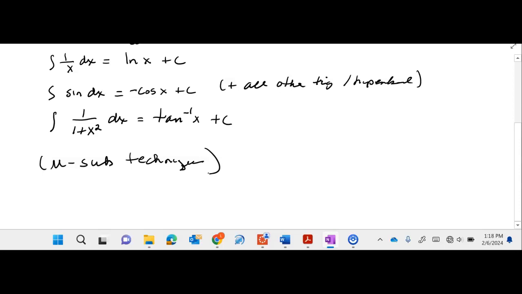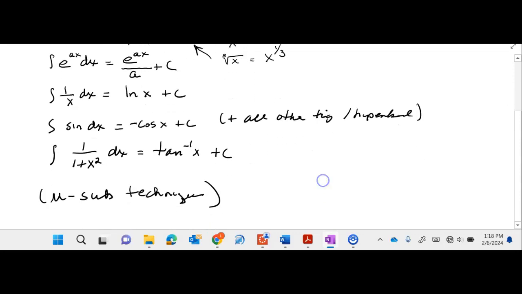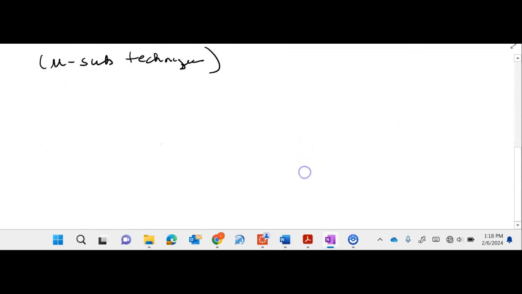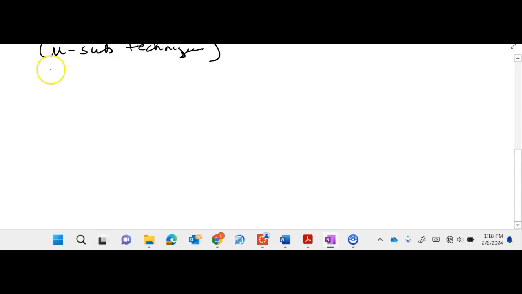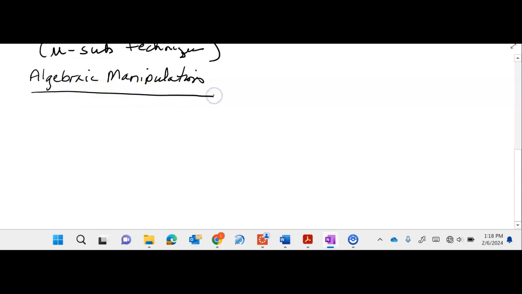So far, you have your basic integrals along with your u sub technique. Now, there are variations on these that really help, and these are our algebraic manipulations. These algebraic manipulations are very useful. It's just quite often, the hardest thing is to recognize them. So I'm going to go through a bunch of examples to help recall or introduce some new algebraic manipulations.